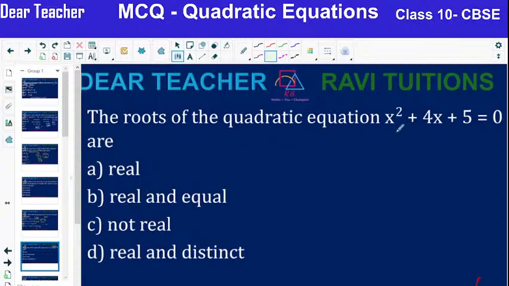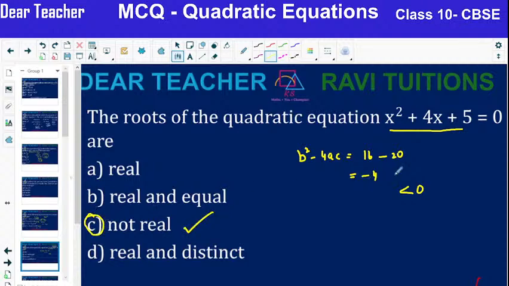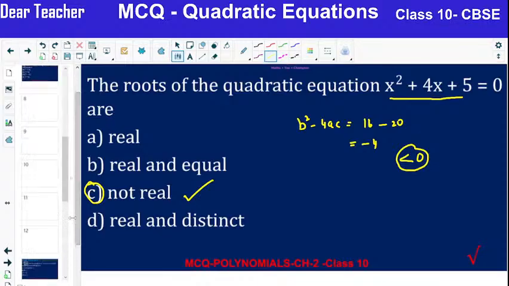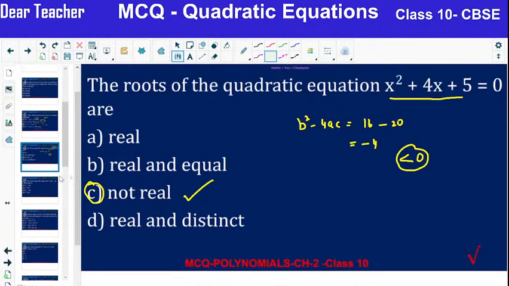The roots of the quadratic equation are real and equal. Let us find out b square minus 4ac. b square is 16, a is equal to 1, b is equal to 4. 16 minus 4 fives are 20. So minus 4, less than 0. Therefore not real. Minus numbers are always less than 0. Therefore it is not real.